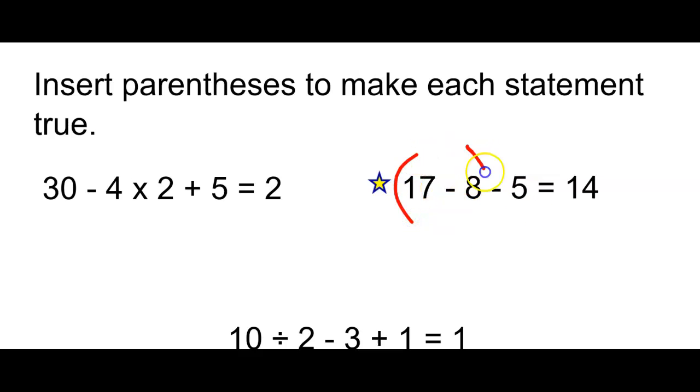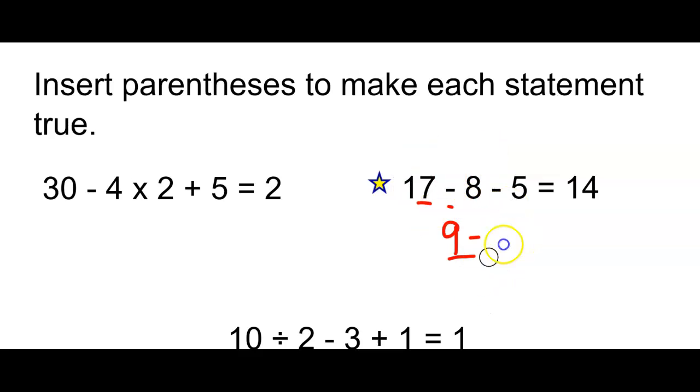So I'm going to start here. If I do 17 minus 8 first, I'm going to get 9. And then bring down my minus 5. If I solve this, am I going to get 14? Nope, I'm going to get 4. So putting it around 17 minus 8 is not going to work out.